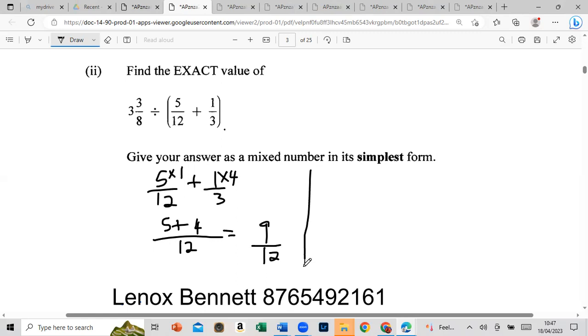Alright, so now we're going to divide. Guys, ensure that you put it back in the same order. So 3 and 3/8 should be in the front. We're going to convert it. 3 times 8 is 24, and 24 and 3 is 27 over 8. So it's going to be 27 over 8 divided by basically 3 quarters, because we can simplify this. 3 into this goes 3 times, and 3 into this goes 4 times.